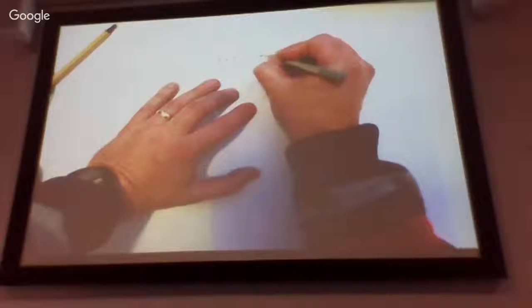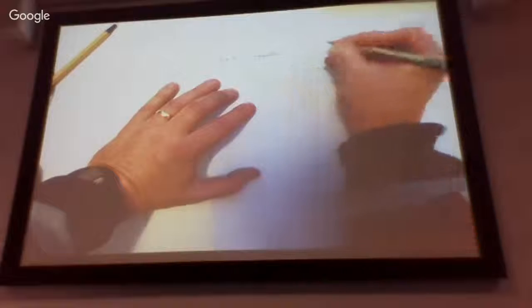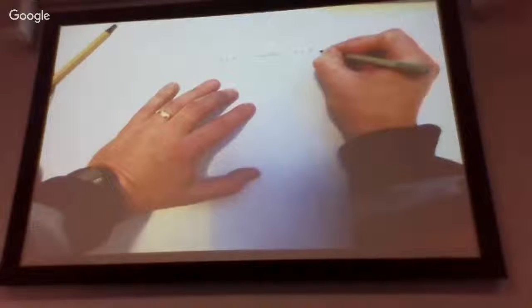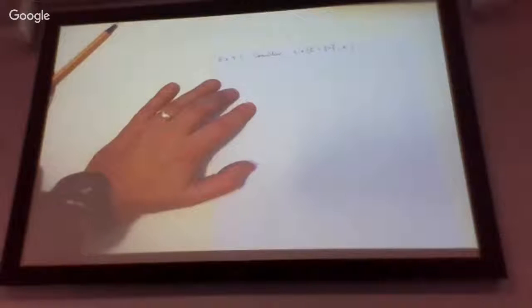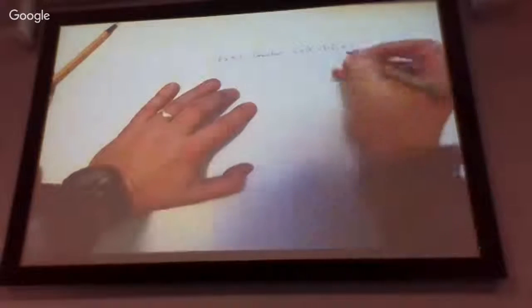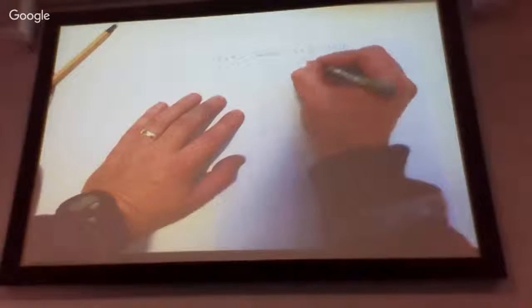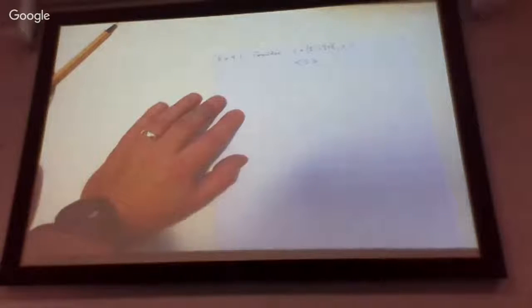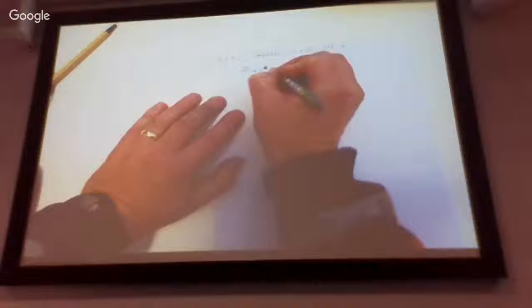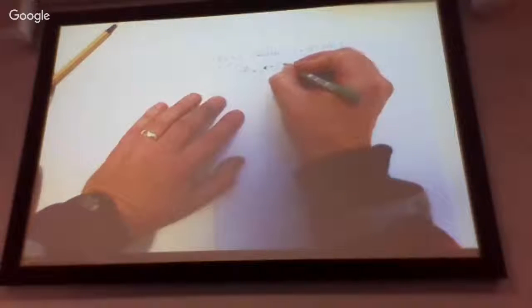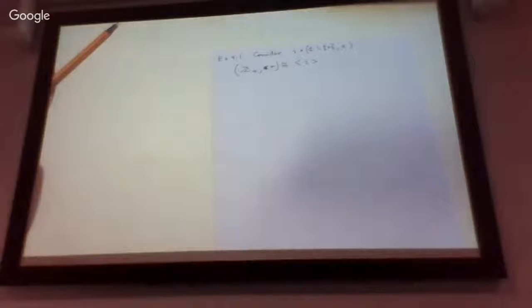So consider i as an element of the non-zero complex numbers under multiplication. So this is the group of non-zero complex numbers under multiplication. And what this is saying is that if you look at the group generated by i, the subgroup generated by i, this is isomorphic to the integers modulo 4 under addition. Okay, this is a good example here.